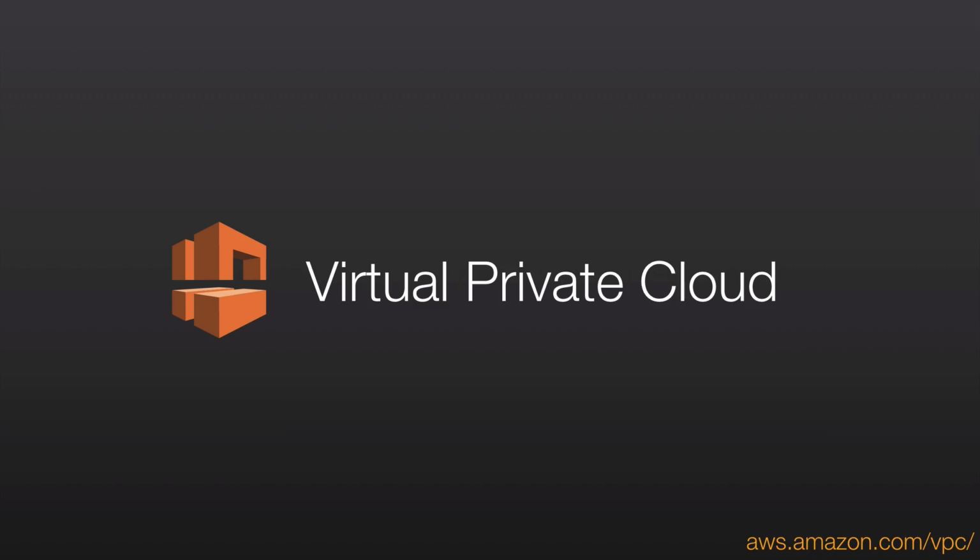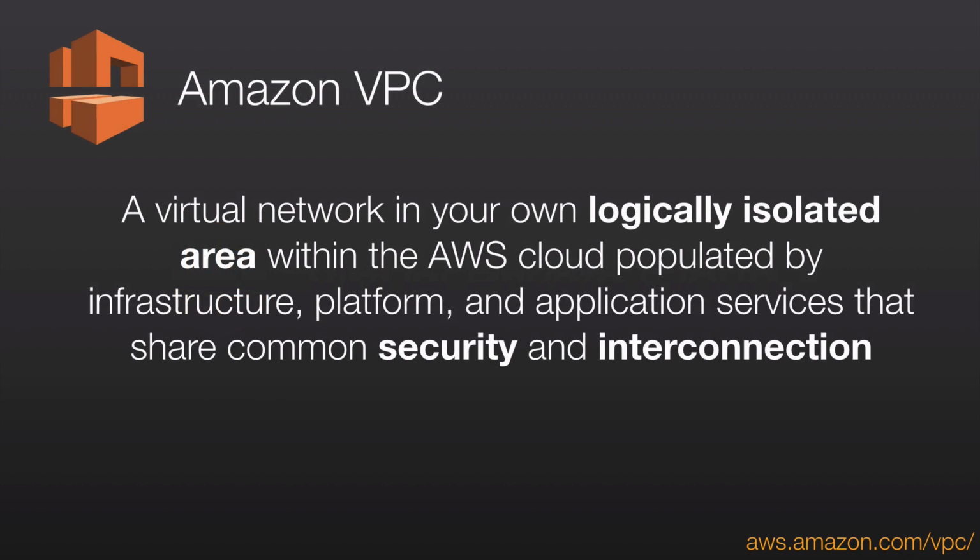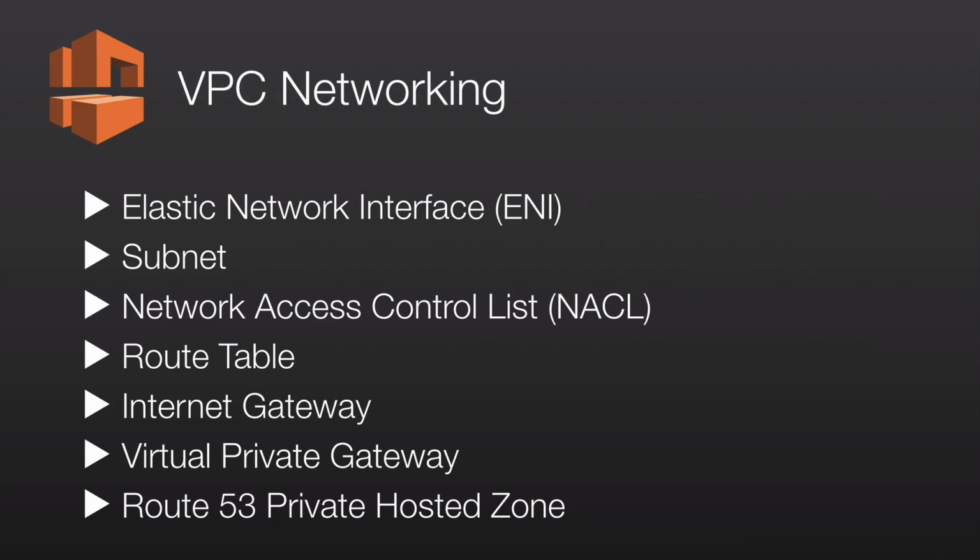There's a lot of documentation on VPC at aws.amazon.com/VPC. VPC allows you to create a virtual network in your own logical isolated area within the AWS cloud, and you can place into this virtual network infrastructure platform and application services. And if you do that, those will share a common security interconnection framework. There's actually many different sub-features within VPC.